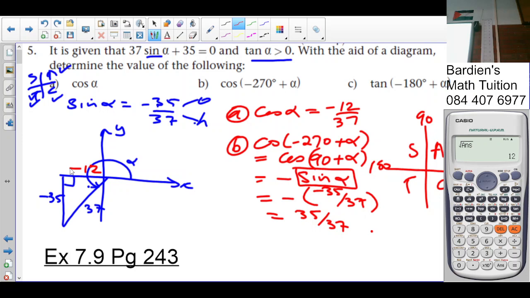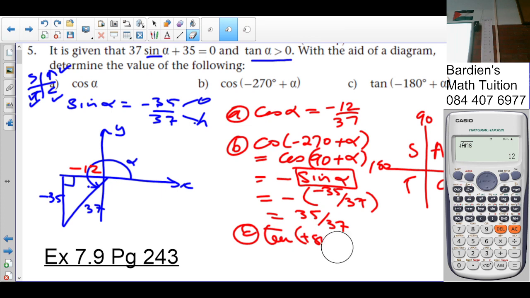Okay. C. Tan of negative 180 plus alpha.